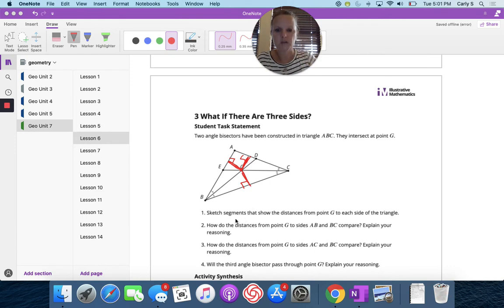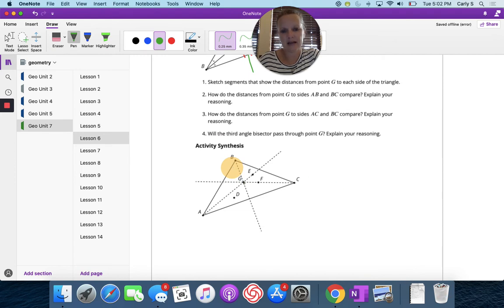Okay, we're back to our notes. So how do the distances from point G to sides AB and BC compare? They're equal. How do the distances from point G to sides AC and BC compare? They're equal. Will the third angle bisector pass through point G? So if I did this angle bisector, it is going to pass through point G. So we're saying that those are equal. Therefore, this segment and that segment are equal. Okay? Cool.